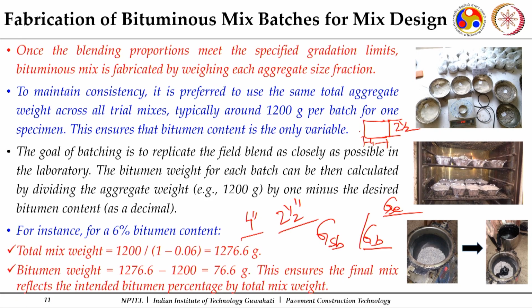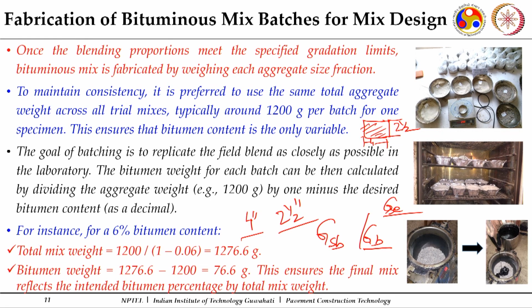Now, for these cylindrical specimens, approximately 1200 gram of aggregates are taken, and we need to do some determinations, especially volumetric measurements, to come to this particular design of bituminous mixes. So, we will prepare these cylindrical specimens, take around 1200 gram of aggregates, and then we need to start with a trial binder content.